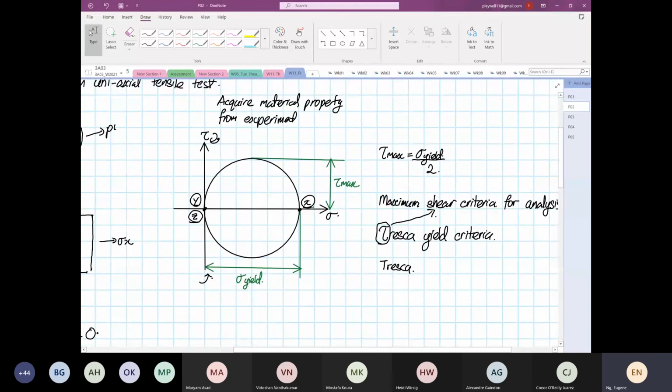So, acquiring the material property, that is why, in terms of magnitude, the shear stress is a lower value. Can you see that? Because of this condition.